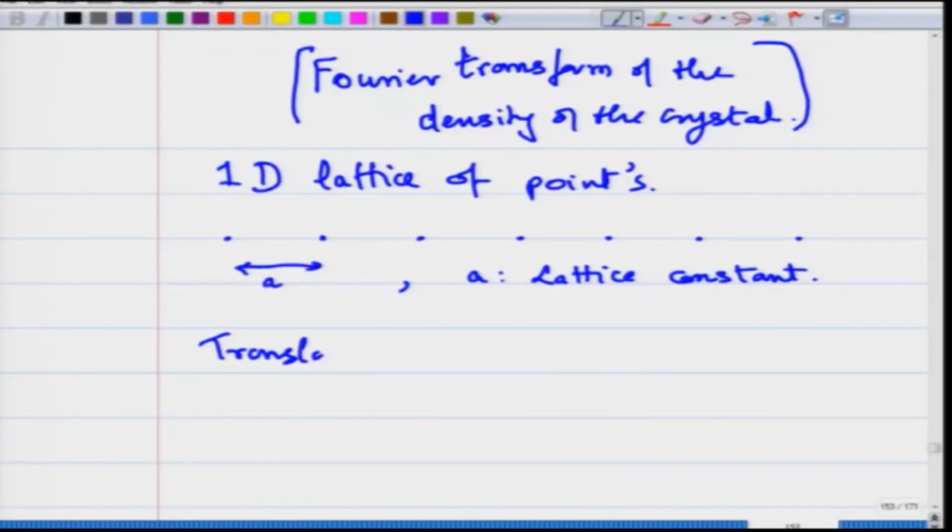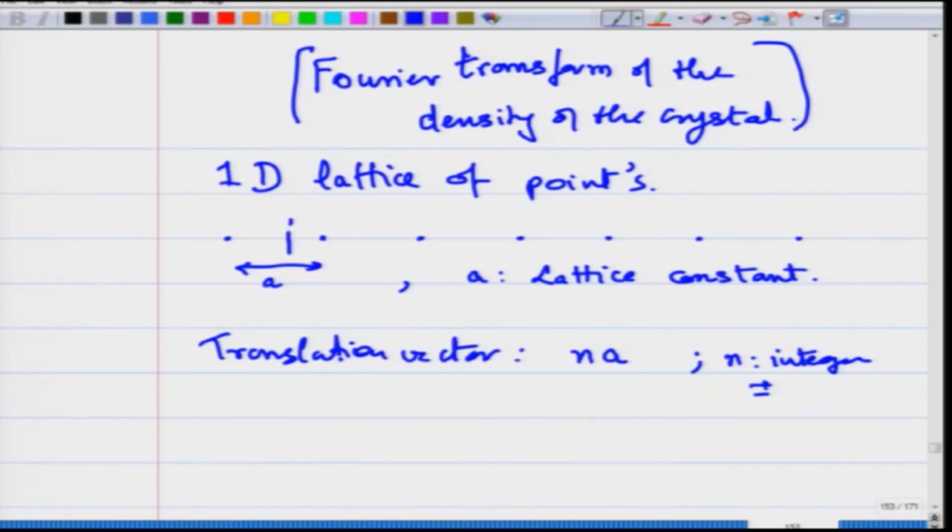In the 1D lattice, what is the translation vector? The translation vector is nothing else but n times A. Since it is one dimensional, you can only move in 1D. So, I am not drawing the vector, but it is just an integer where n is an integer. It can be plus or minus, you can move in either direction, you can move by n times A or you can move by minus n times A. And the requirement is that your distribution of points, when you travel by the translation vector, should look identical around you.